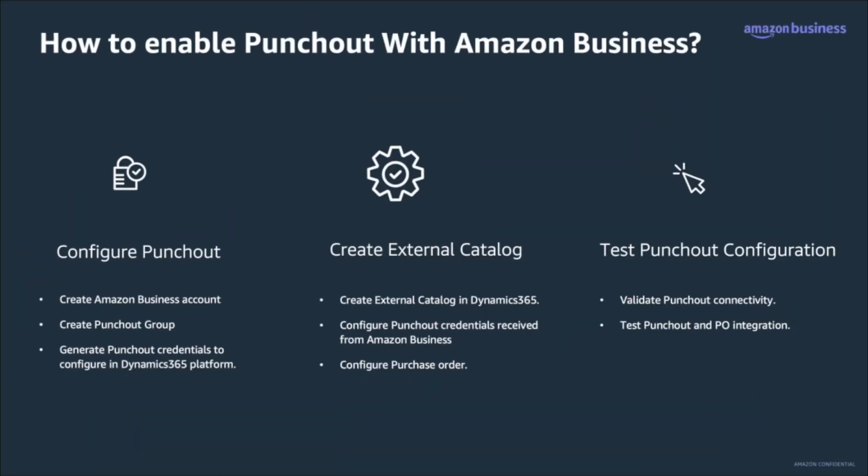So how do we do it with Amazon Business and Microsoft Dynamics 365? What are the steps involved? First, if you are a net new customer, you have to create a new Amazon Business account, and then you need to create a PunchOut group, which will generate the PunchOut credentials. Those credentials you have to configure within the Dynamics 365 platform, and then you need to test end to end to validate the connectivity and also the PunchOut and PO integration testing.